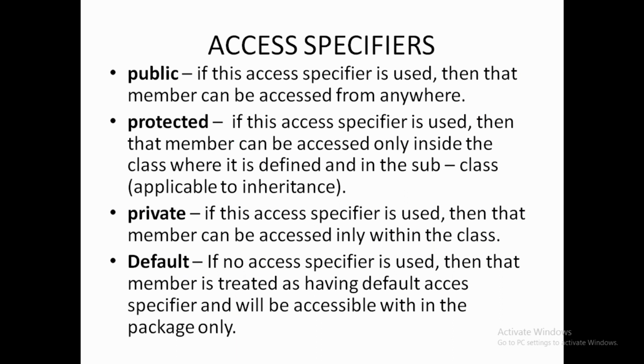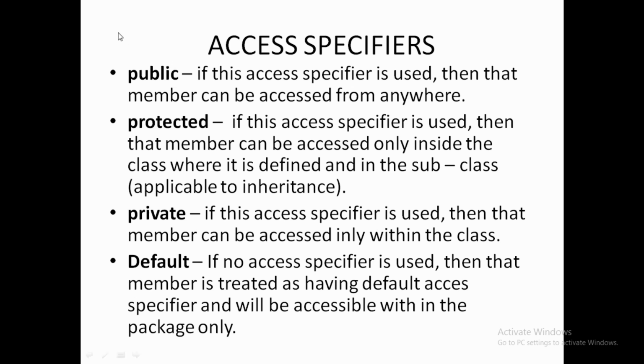Now we will discuss the access specifiers available in Java. In total, 4 access specifiers are available: public, protected, private, and default. The access specifiers are used to restrict the level of access of the members of a class. By saying members, I mean both instance variables and methods.